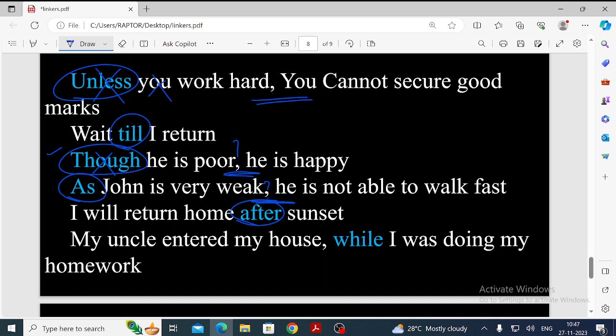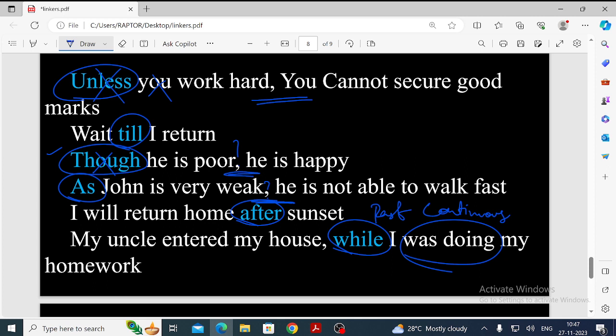And the next one: my uncle entered my house while I was doing my homework. This model we have already discussed many times. In what tense, my dear? Past tense. Was doing, what is it? Past continuous.